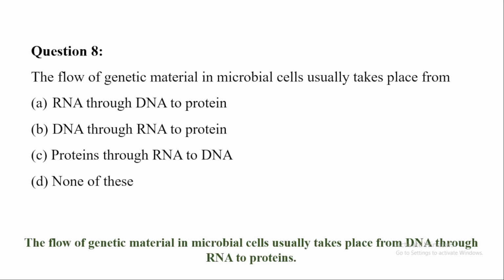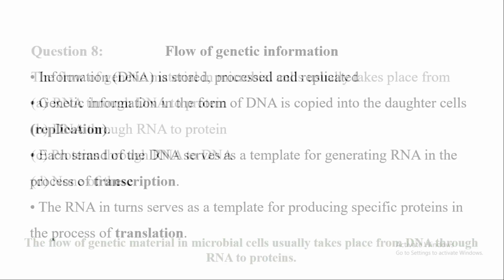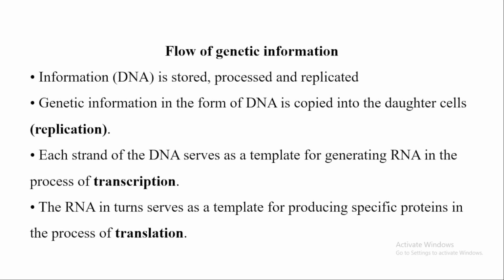Now that DNA will be transcribed. That DNA will serve as a template and RNA will be synthesized, complementary to the DNA. This is called transcription. Then from that RNA, translation will happen, so that each RNA molecule will be converted into a protein molecule. So RNA in turn serves as a template for producing specific proteins in the process of translation. This is how the genetic material flows: DNA replicates to form multiple copies of DNA, then from DNA goes to RNA by transcription, then from RNA goes to protein through translation. It is actually called the central dogma.